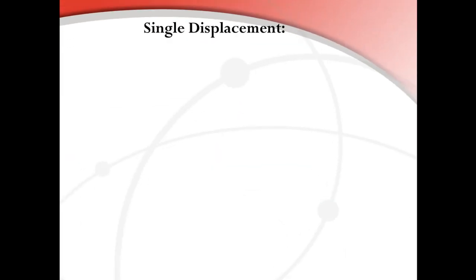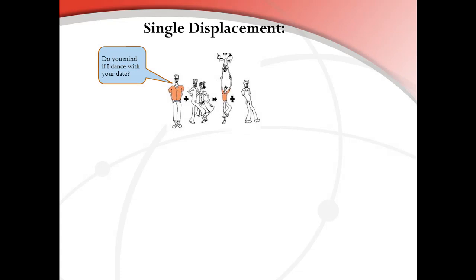The next reaction, single displacement. If you remember, this is the "Do You Mind If I Dance With Your Date" reaction, where the big guy here cuts in. In a single displacement reaction, we have one element displacing another, so this guy is kicked out, and this element here, this big guy, is dancing with the lady, and this guy is left by his lonesome. In general form, an element A displaces element B, so AC is now our new compound, and element B is kicked out.